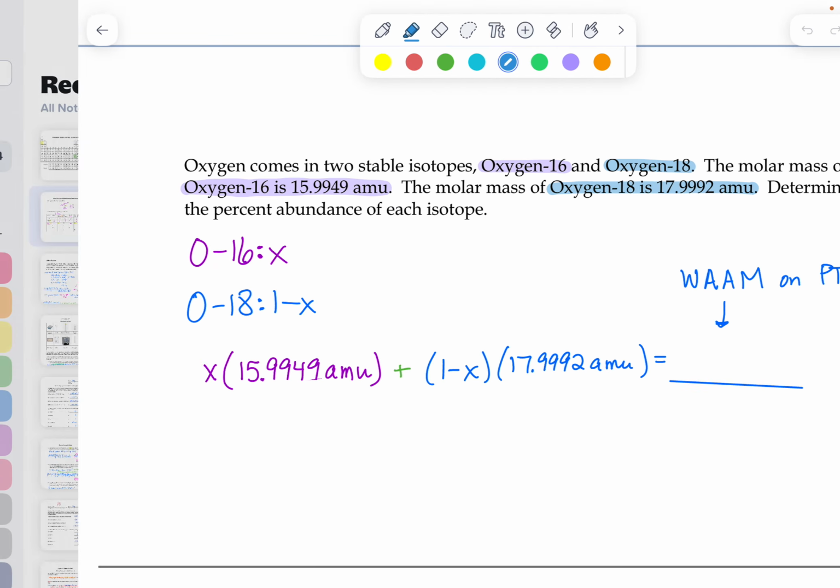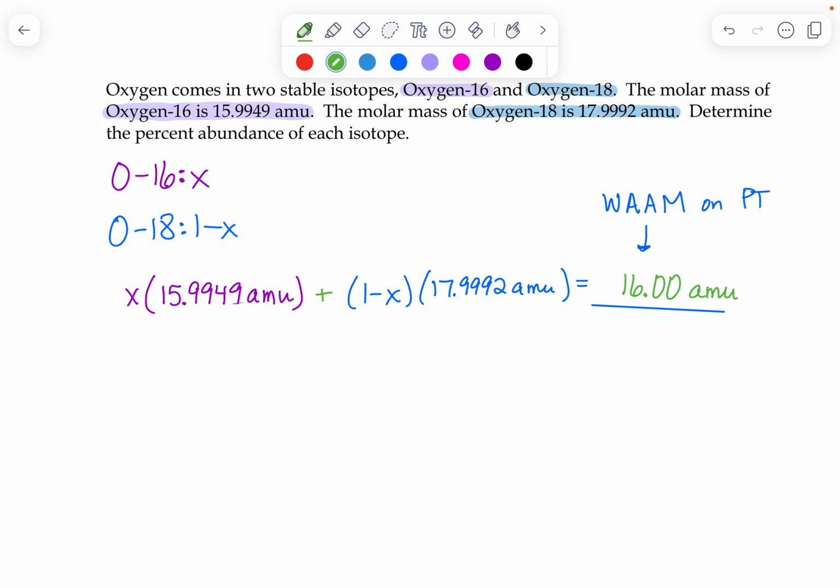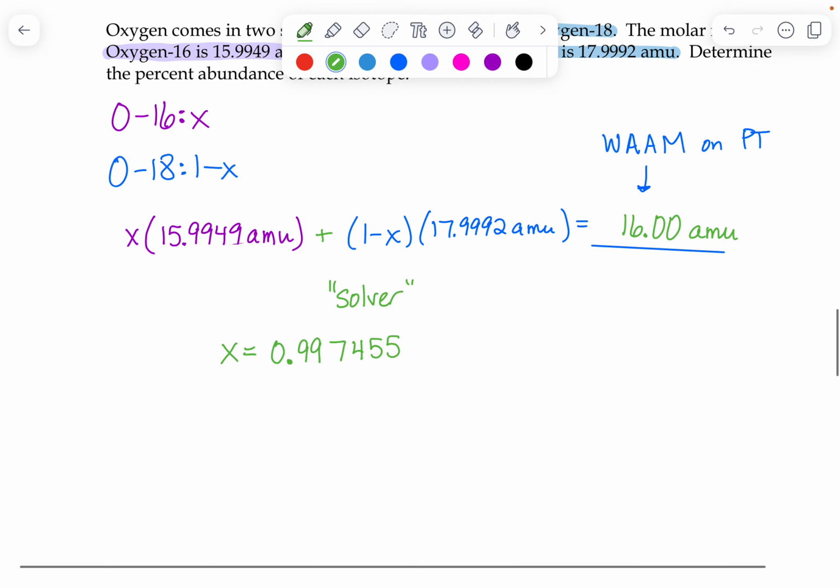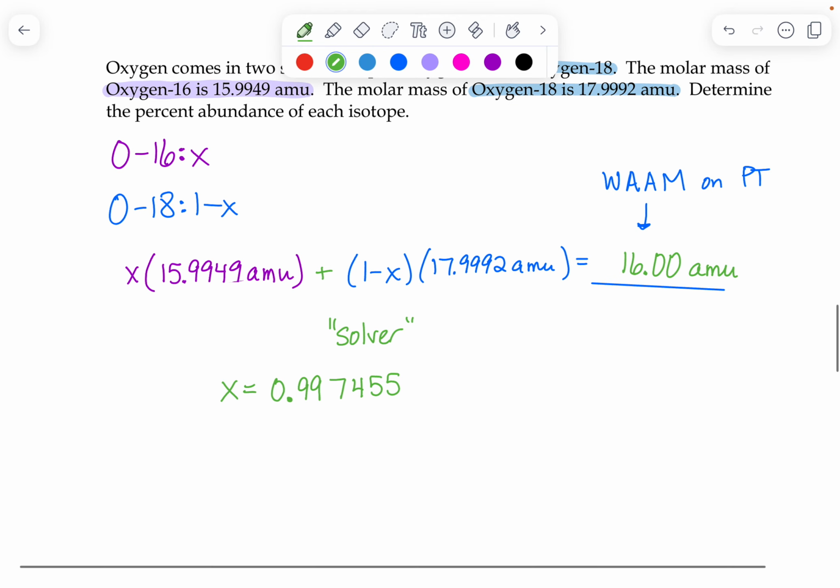Now, when you were sophomores, you weren't allowed to use graphing calculators, and you would have had to walk through the algebra to solve for that X. I'm totally fine if you just show me the setup line and then write something like solver and have it solve for you, right? Your X, when you go to solve for it, will be 0.99745. And you might be thinking, great, what was X again? Oh, that's right. Up here we said X was the percentage that we're assigning to oxygen 16. It's just right now it's in decimal form.